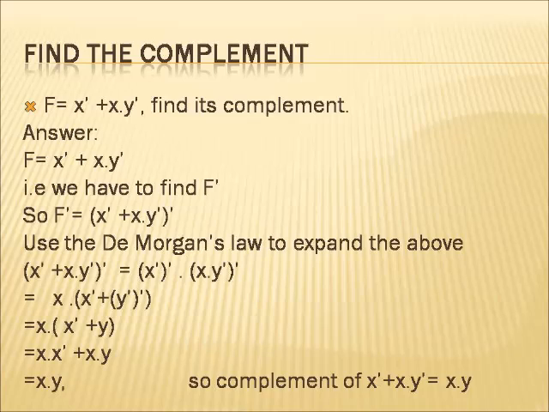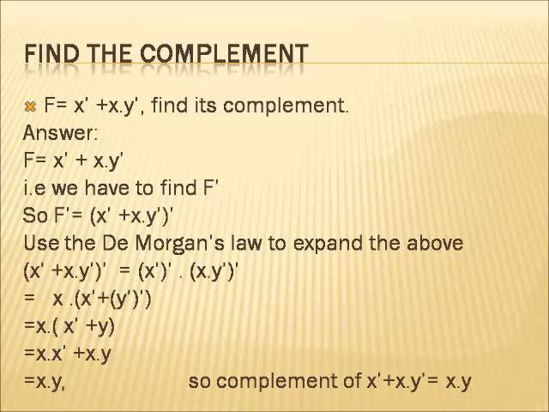So in order to find the complement, here we can use De Morgan's law to expand the expression. That is x bar plus x dot y bar the whole bar is equal to x bar bar dot x dot y bar the whole bar, right? Actually it is an expansion of p plus q the whole bar is equal to p bar dot q bar. Instead of p, here we have x bar, and instead of q we have x dot y bar.